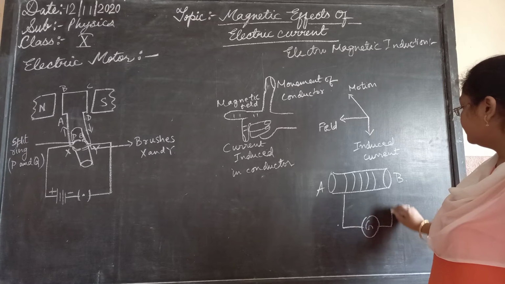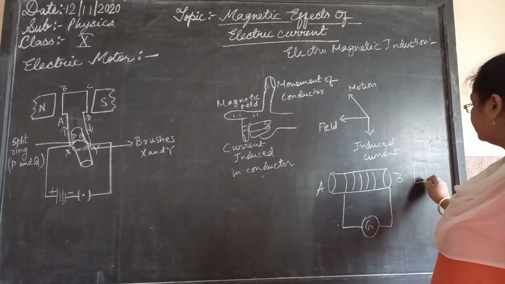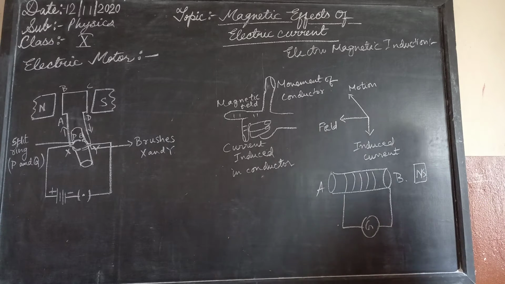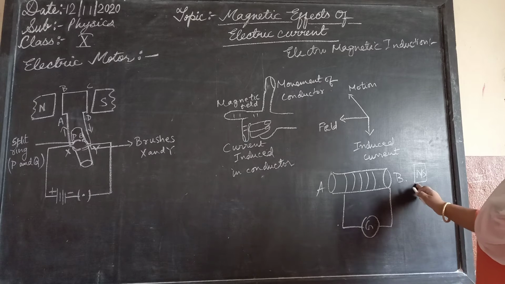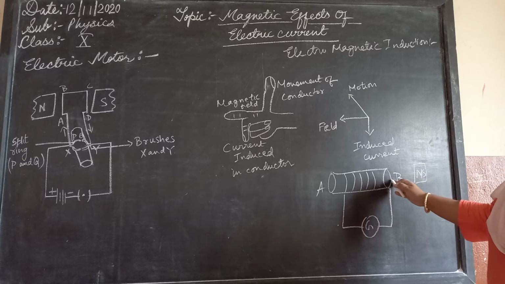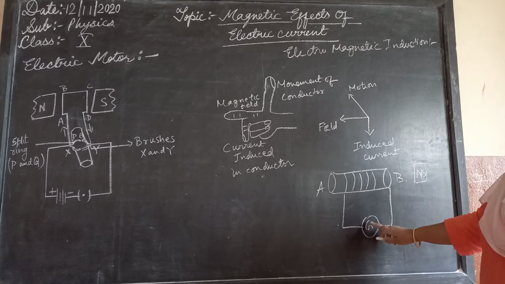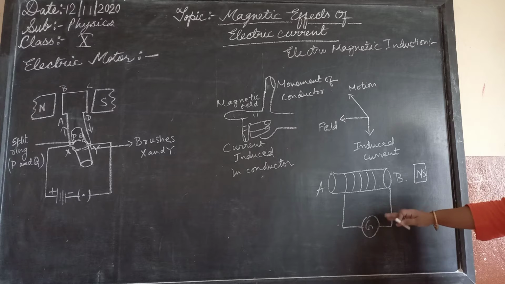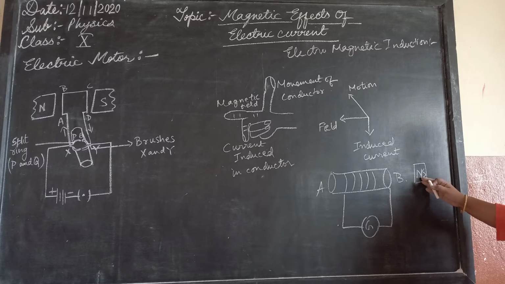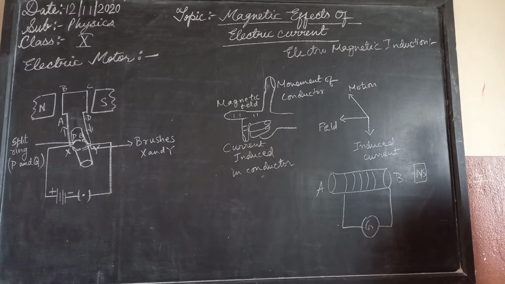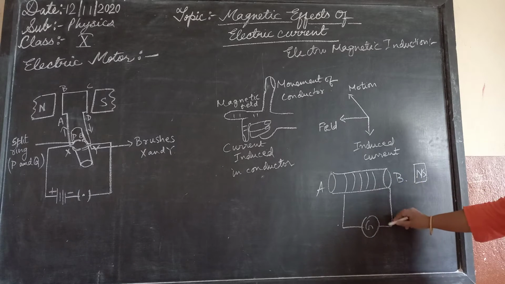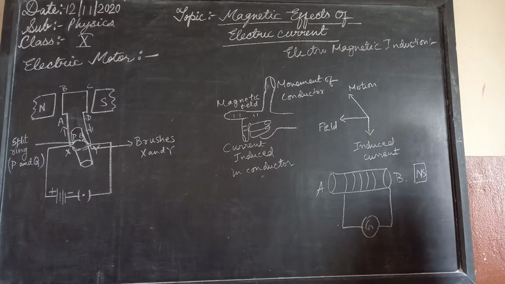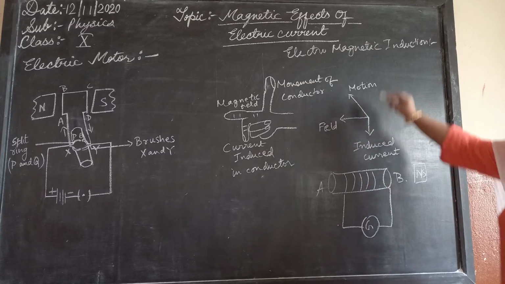There is a magnet here, and this is the south pole. Whenever we move this magnet towards the coil, there is a deflection in the galvanometer. It means that some electricity is generated in this coil when the magnetic field is near it, which means a current is established when the magnet is brought near the coil. This is what we call electromagnetic induction.